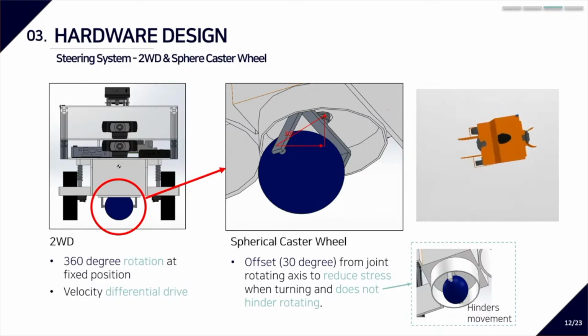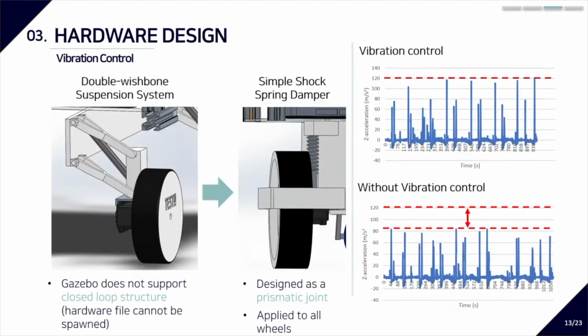As you can see here, if the joint axis and the rotating axis are aligned like this, it would hinder the rotating motion. So this is our safety guard.